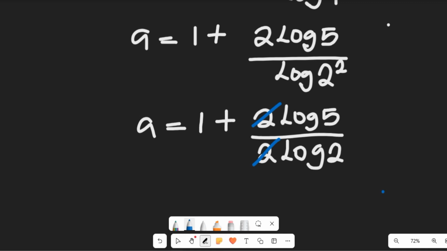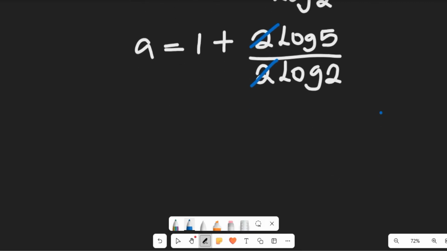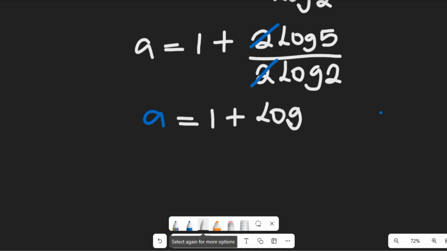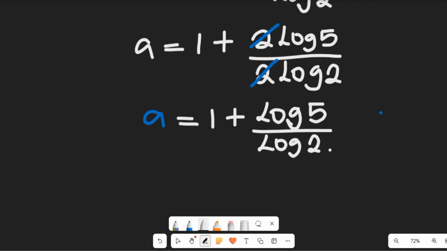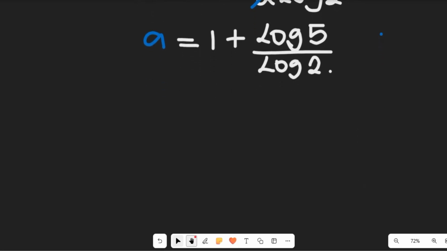And what do we have in the next step? We're going to have a equal to 1 plus log of 5 divided by log of 2. Now you see that these have been reduced to their simplest form. Now, is there any law of logarithm we can apply to reduce this? What do you think? Yes, there should.